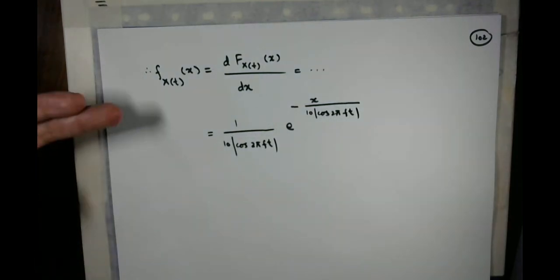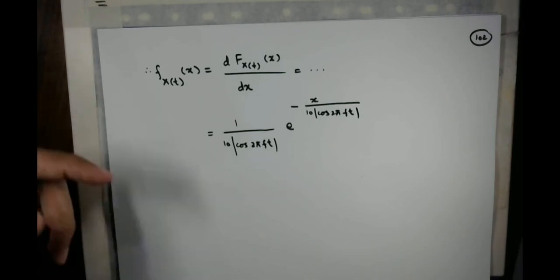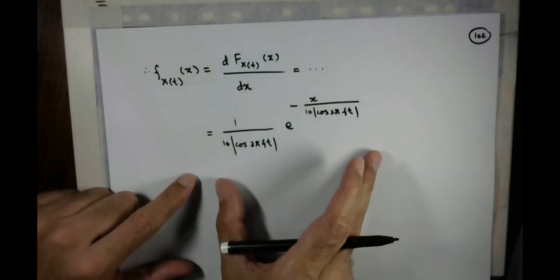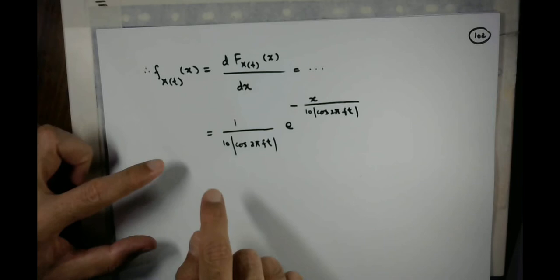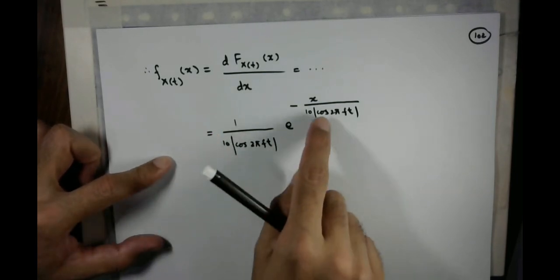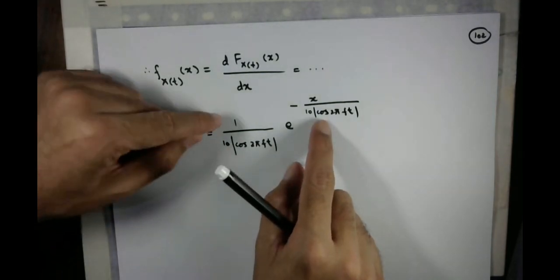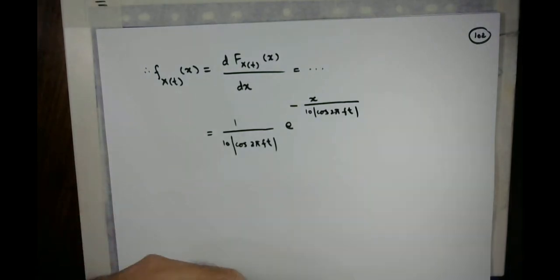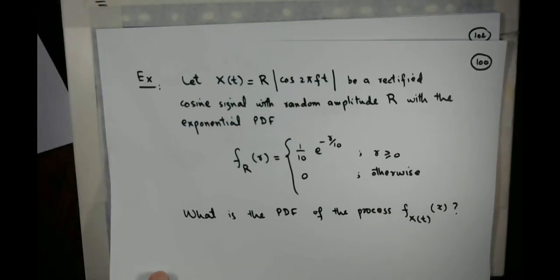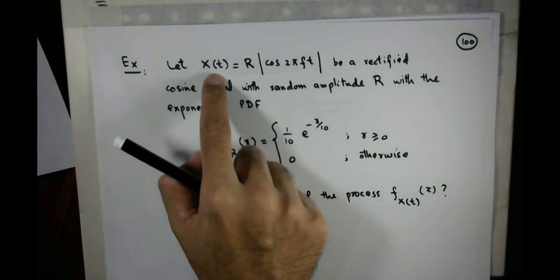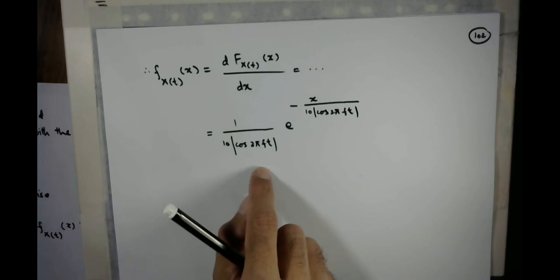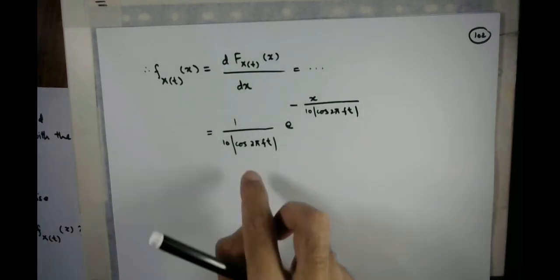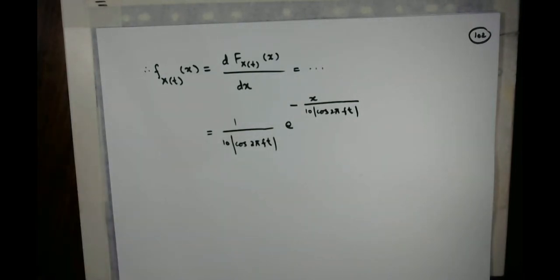So you see, this PDF of the process is also an exponential PDF, because if you remember, the PDF of an exponential continuous distribution was a e raised to power minus ax. So a here is 1 over 10 absolute cos 2 pi ft. Hence we see that the process x of t is an exponentially distributed process where these are the parameters of the distribution.